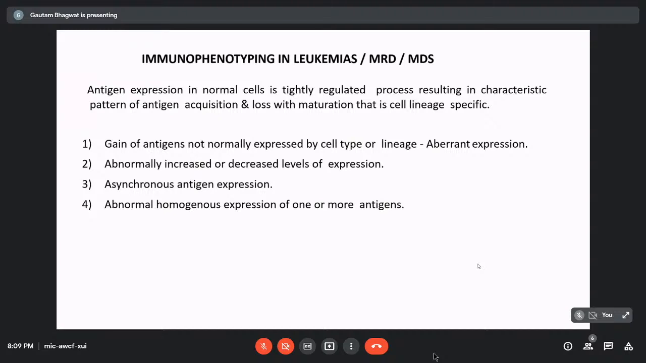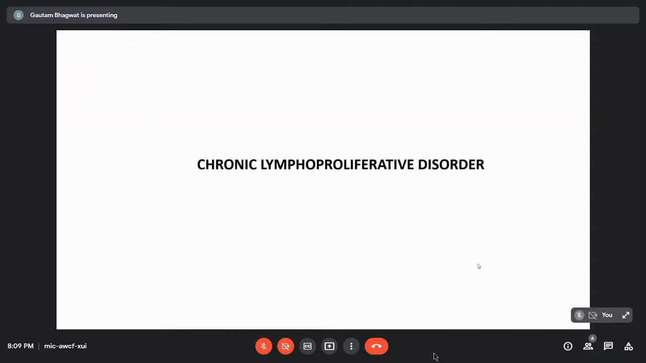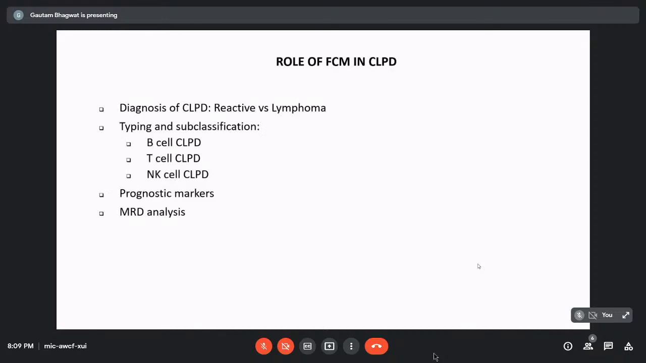So here, this is all about the leukemia. I would quickly move to chronic lymphoproliferative disorders. Now again, CLPDs, not much can be diagnosed on flow cytometry. There are a few entities which we can diagnose on flow cytometry. For most of the diagnosis of lymphoid neoplasms, that is mature B, T and NK cell neoplasms, we rely on the lymph node biopsies. But how do we approach this, or what is the role of flow cytometry?